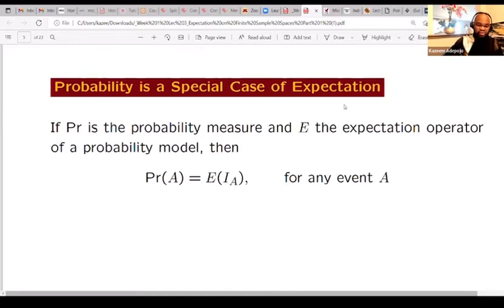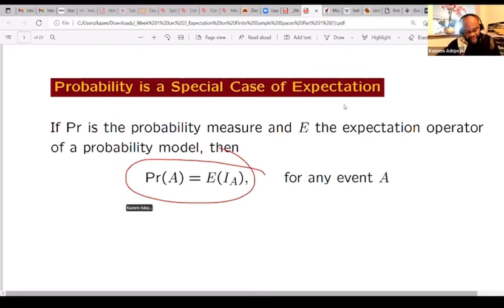Now I want to go to the second objective of the day, where we want to show that probability is a special case of expectation. If Pr is a probability measure, then the notation for the expectation operator is E. We can prove that for any event A, the probability of the event A is the expected value of an indicator. Don't forget, the indicator function can assume two numbers, 0 or 1.